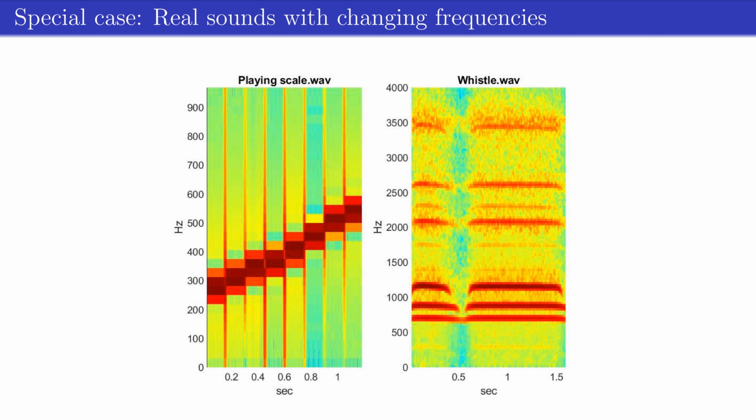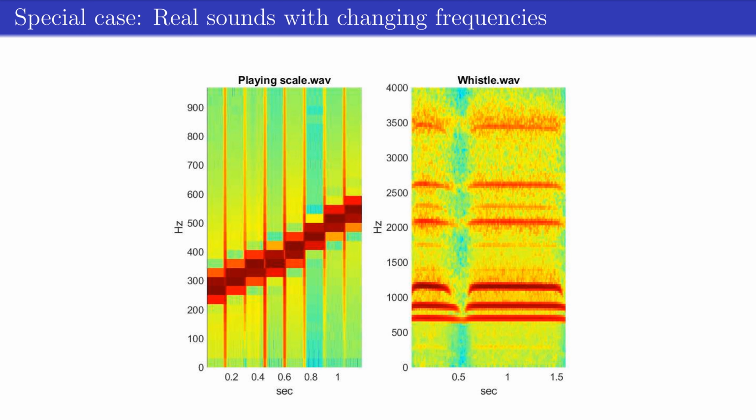The left-hand figure represents such a spectrum of a scale, which sounds as follows. The right-hand figure represents the spectrum of a whistle, which sounds as follows. From both sounds, it's clear that the frequency content changes with time, which is indeed clearly visible in the spectral plot.